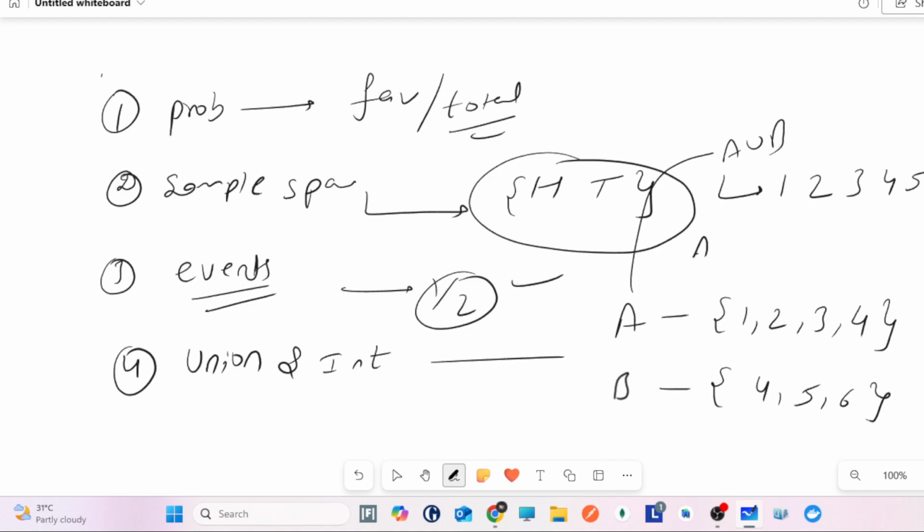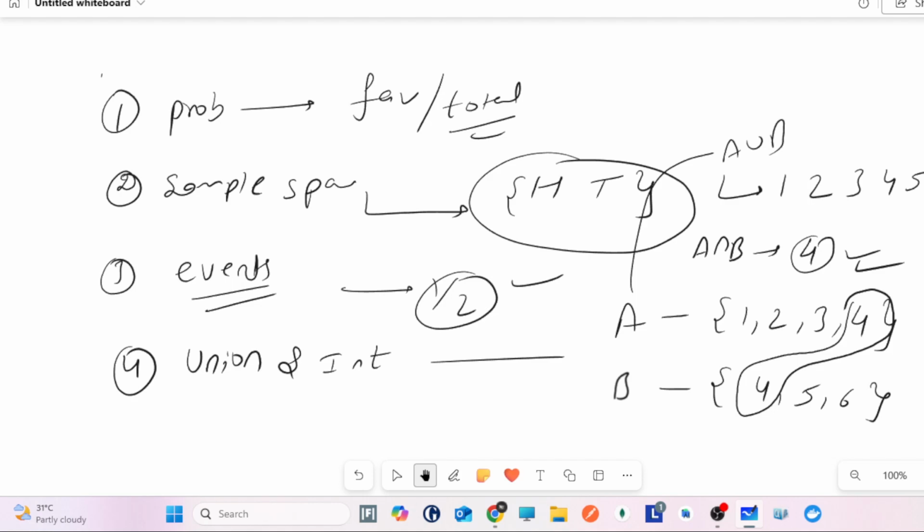And what is A intersection B here? That is the common part, the common element. So what is the common element? 4 is the common element, right? So A intersection B is 4. Perfect. So this is another concept that we did yesterday, and there are two more concepts that we did. One is mutually exclusive events, and the next one is dependent and independent events.